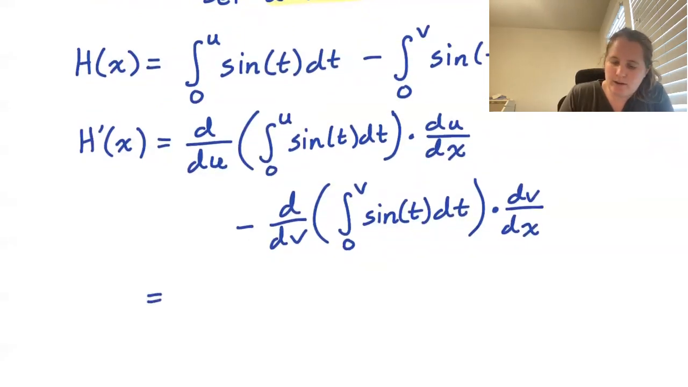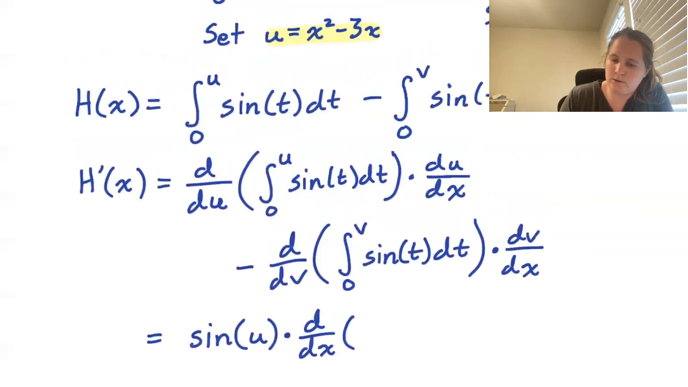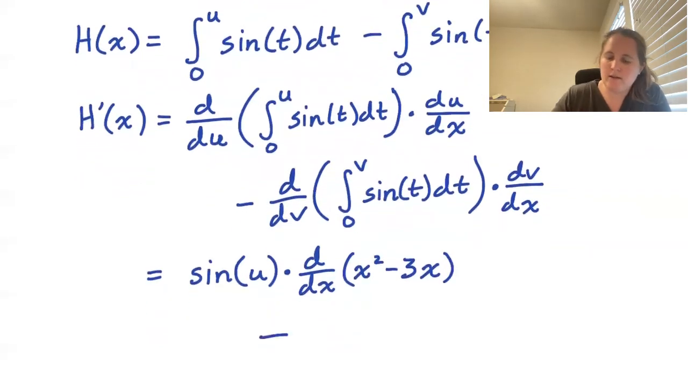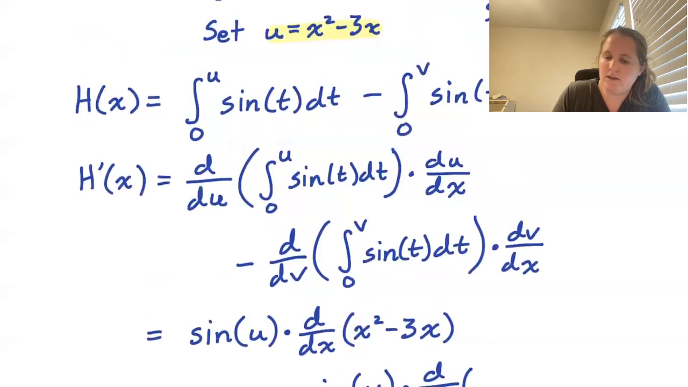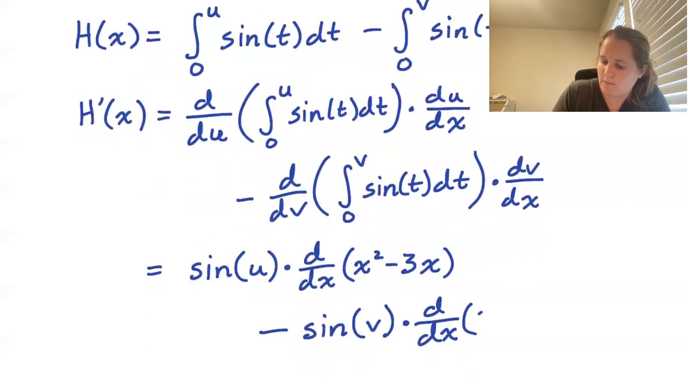Again, fundamental theorem of calculus, this first derivative with respect to u just becomes sine of u, plug in that bound, and we are multiplying by the derivative with respect to x of u, which is x squared minus 3x. Then from here, we are subtracting the derivative with respect to v, where v is our upper bound. We just plug in that bound. We are subtracting sine of v, then multiplying by the derivative with respect to x of v, which was 2x plus 1.